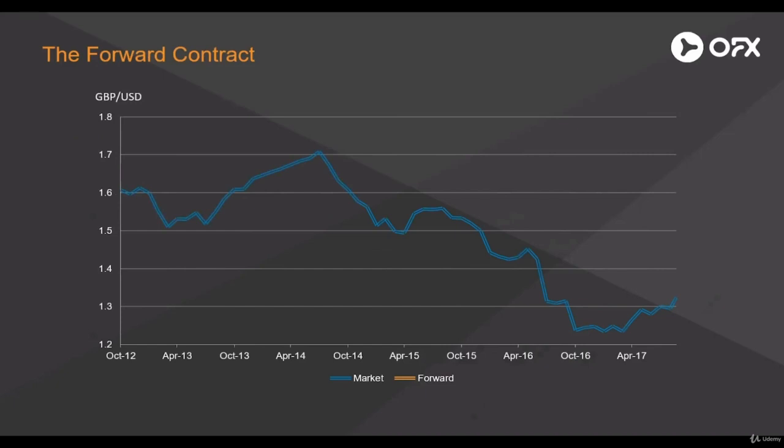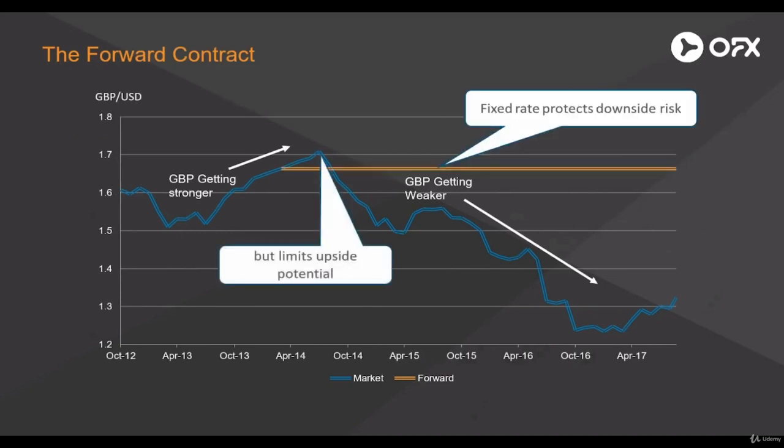So here is the pound to dollar over the last few years. And if you were back in April 2014, if you had the foresight to say, hey, I've got a lot of revenue that's coming in pounds. I like the value of the pound right now. I want to lock that in, right? So here it is getting stronger. There it is getting weaker. Right around 2014, you go, hey, this is it.